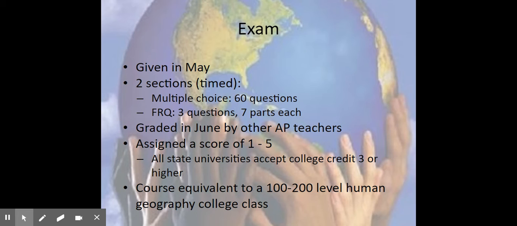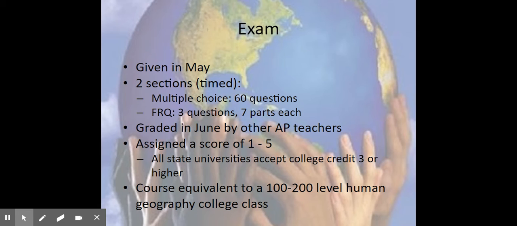Our course exam is in 2 sections: a multiple choice section of 60 questions in which you have 1 hour, 60 minutes to take it, and then you take an FRQ section, which is 3 questions, 7 parts each. Okay? That FRQ is graded by other AP teachers in June at a convention. It's usually given in Cincinnati. And then the FRQ and multiple choice is assigned a cumulative score between 1 to 5.